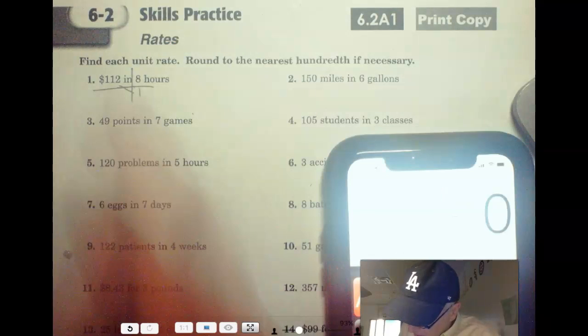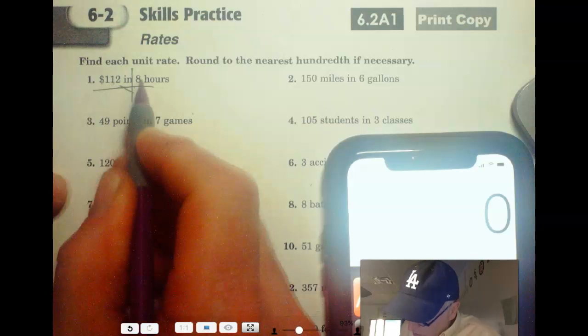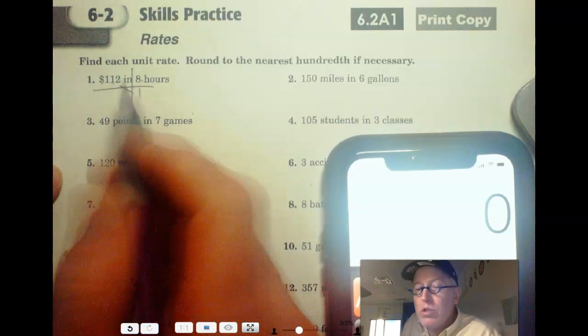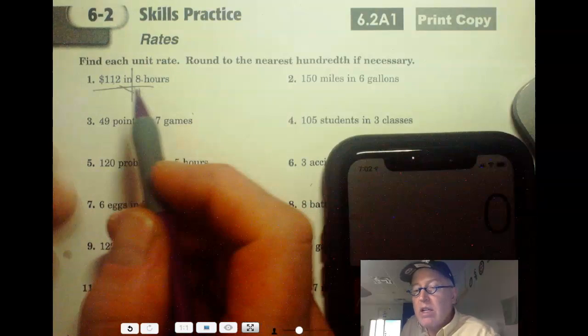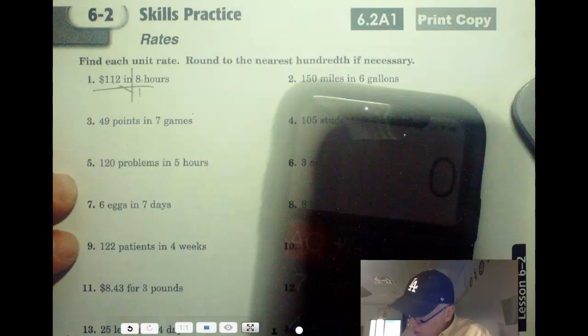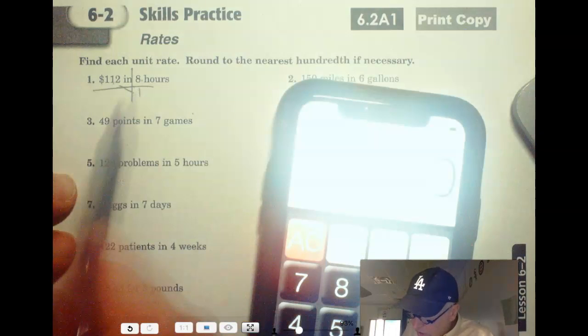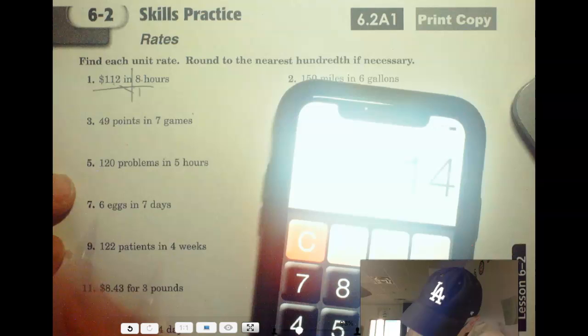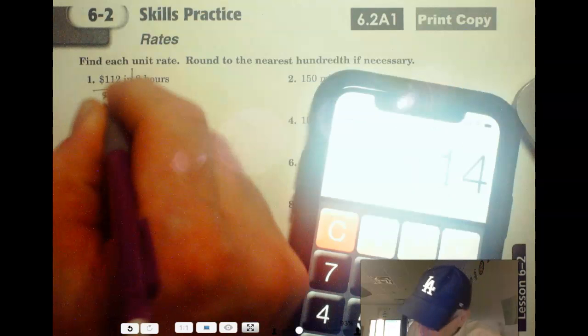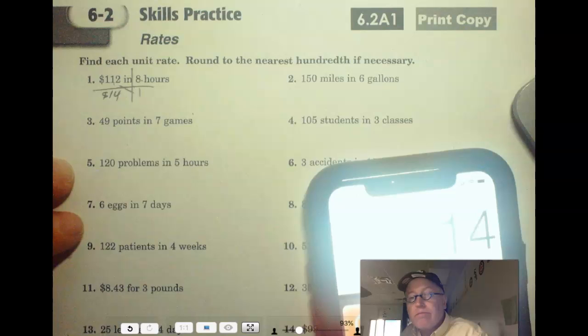So in this case, I've set up those $112 in 8 hours. We want to know how much it is in 1 hour. Most of the time, my friends, you will put a 1 underneath the measure of time. So we have 1 times 112 and then 112 divided by 8. Because there's a 1 down here, we can skip that initial step of multiplying, because anything times 1 is itself. We take 112 and divide that by 8, and we're going to get 14. So $14 per 1 hour, right?